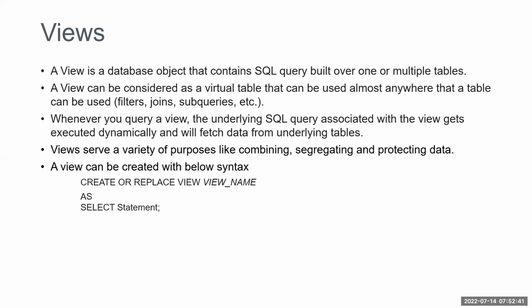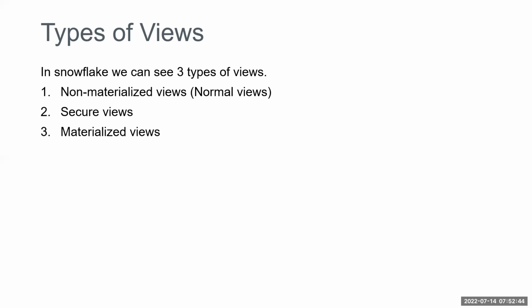So this is about views, and there are some types of views. We cannot say these are types, but we notice three kinds of views in Snowflake. First, non-materialized views, that means the normal views, whatever we just discussed. The second one is secure views, which is a newly added thing in Snowflake, not available in other databases. And the third one is materialized views. I think you must have an idea about materialized views. It is the same as in other databases. So in Snowflake, we notice three kinds of views: non-materialized views, secure views, and materialized views. Let's discuss each of them.